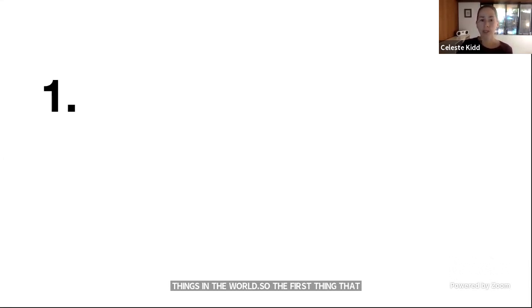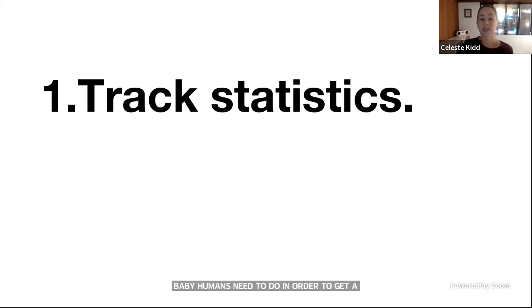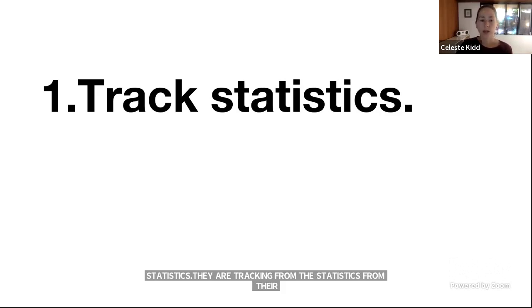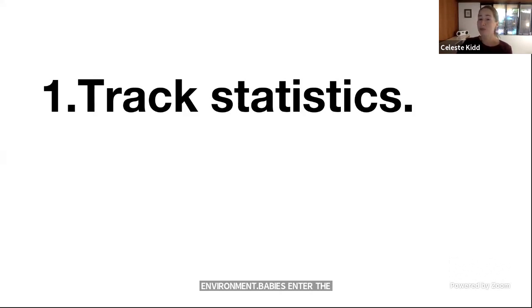So the first thing that baby humans need to do in order to get a handle on communication is to track statistics. Specifically, they're tracking statistics from their environment. Babies enter the world able to track co-occurrences and use them to make sense of the world. Actually, not just at birth are they able to do that, as they track statistics about things like the rhythmic properties of their language in utero, and are born with some rudimentary knowledge of some aspects of their linguistic environment.